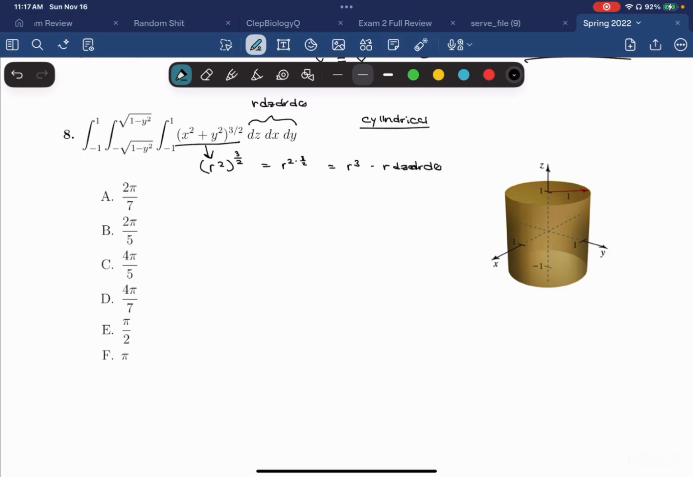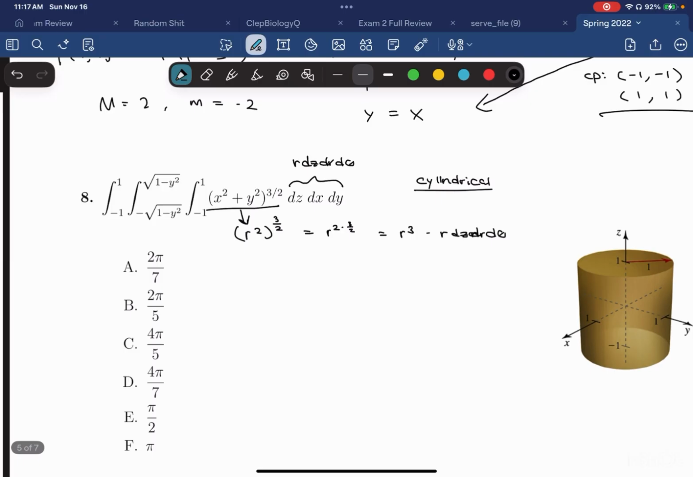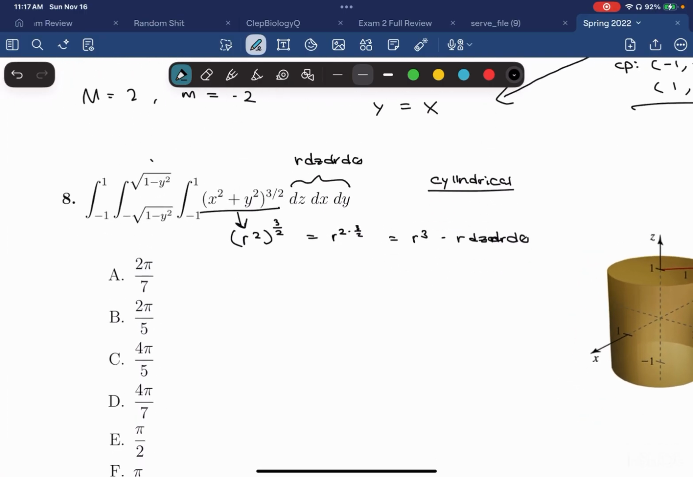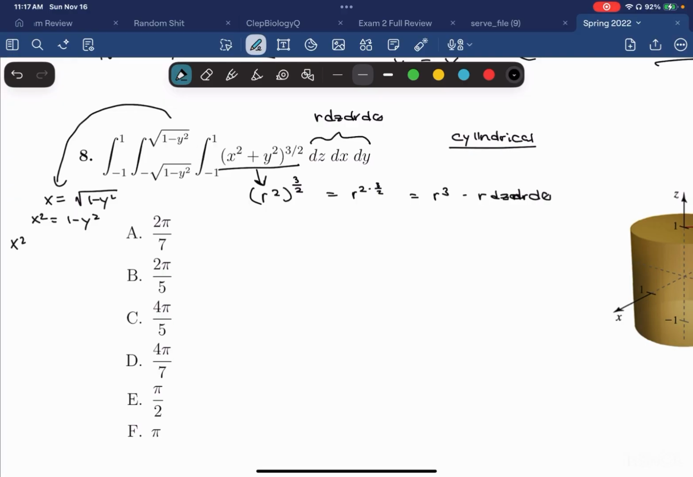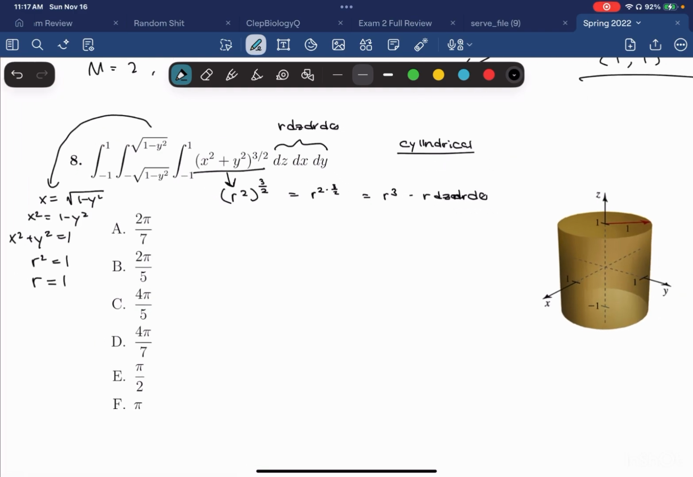Okay, then after that, we know that based on this, x is equal to the square root of 1 minus y squared. So x squared is equal to 1 minus y squared, which in this case means x squared plus y squared is equal to 1. So r squared is equal to 1, which means that r is equal to 1. So we already have our bounds.